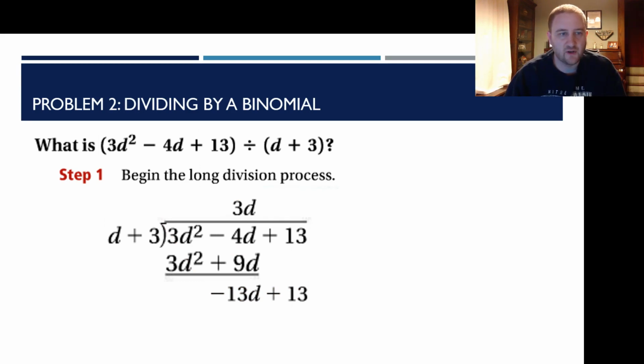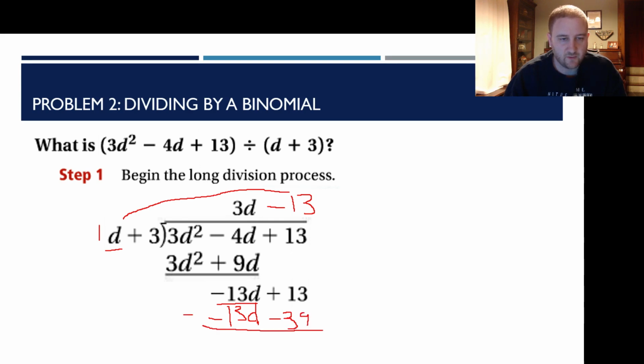Now again, we want to look at the d and determine how many times it goes into negative 13d. Okay, well, it goes into it negative 13 times, right? So 1 goes into negative 13 times. D goes into D once. So it's going to be negative 13 up here, and now we multiply. So negative 13 times D is negative 13D. Negative 13 times 3 is negative 39.